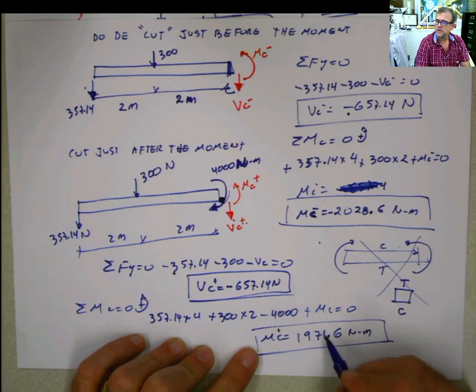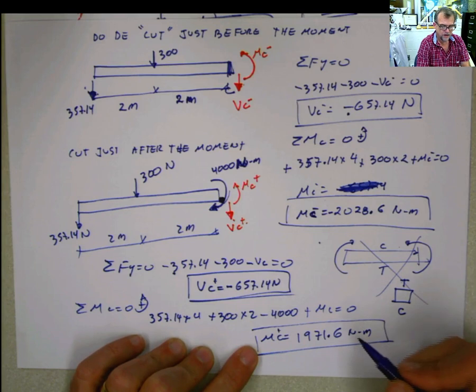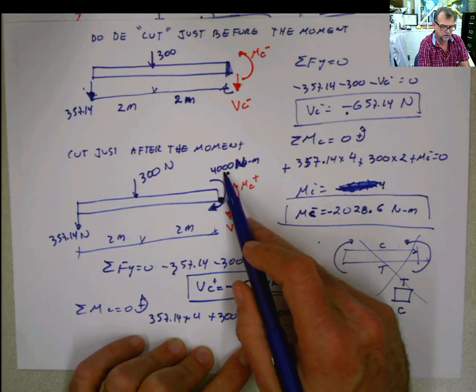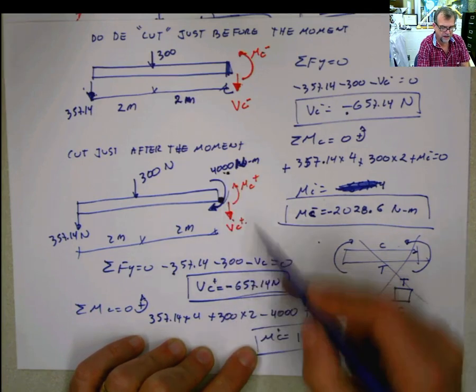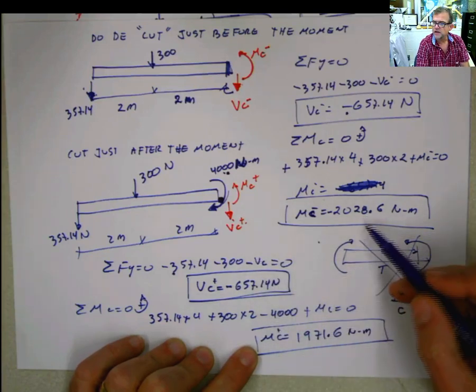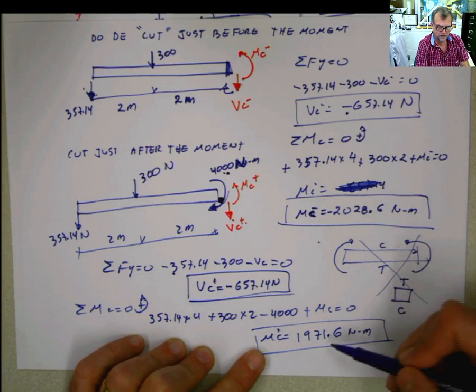You know why I'm so fast calculating this? Because I didn't calculate it. I just say, you know something, there is a concentrated moment here, and I know for sure that before and after the application it should be a value of 4,000.